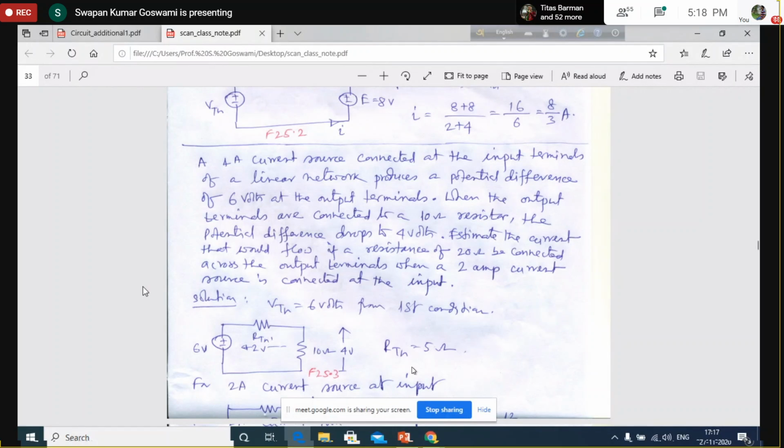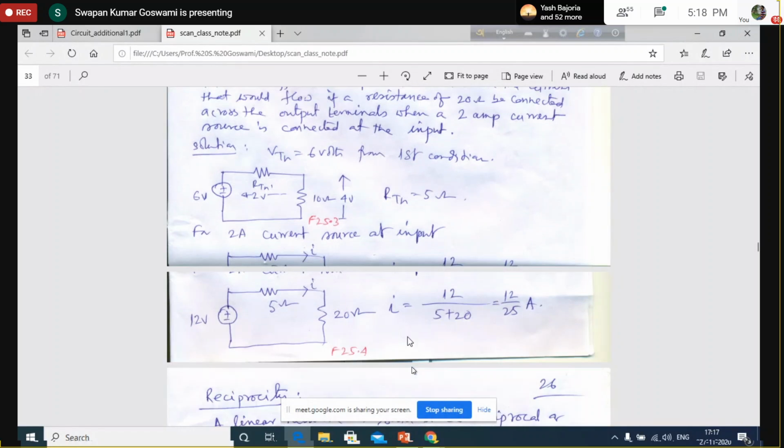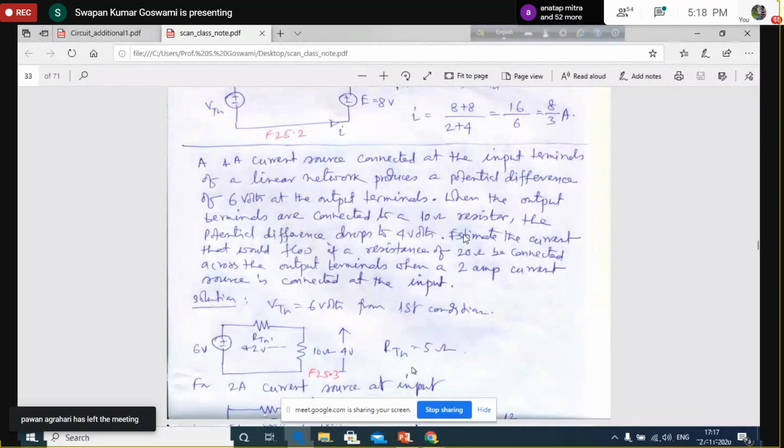So you see that from here we can identify that R Thevenin is 5 ohm. Okay, if this R Thevenin is 5 ohm, now we can draw this circuit. It is 5 ohm here. Now some question is given here. Estimate the current that would flow if a resistance of 20 ohm is connected across the output terminals when a 2 ampere current source is connected at the input. Now the input current is changed. Input current previously was 1 ampere. Now it has been made 2 ampere.